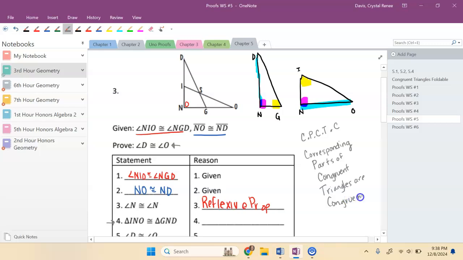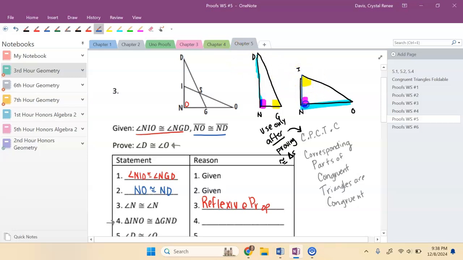If you say that a couple times, it'll stick. Corresponding parts of congruent triangles are congruent. What that means is that after we prove that two triangles are congruent, then we know all the pieces have to be congruent, including pieces that aren't mentioned in the proof here. So we use this only after proving congruent triangles.